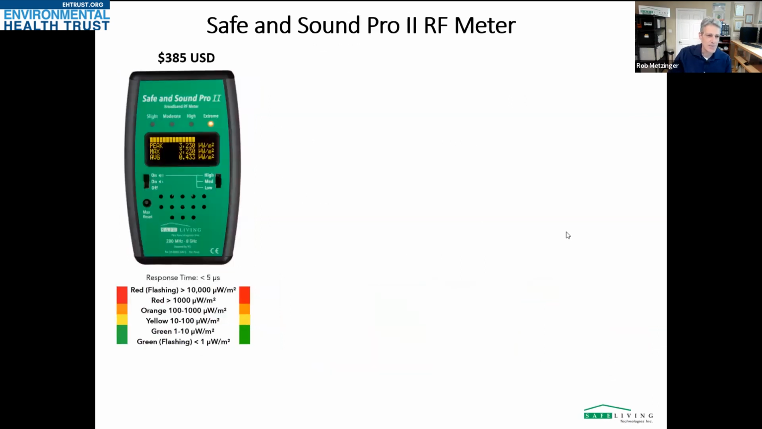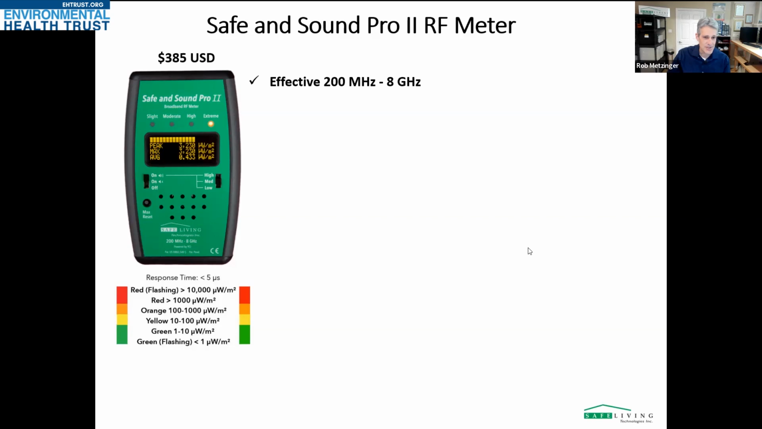So then we came up with the same measurement technology, the Safe and Sound Pro, and we're at the Safe and Sound Pro 2 meter. The cost is $385. This has been a very popular meter for us. We've been very fortunate in that manner. And I'll just explain to you the features of it and how to properly use it.